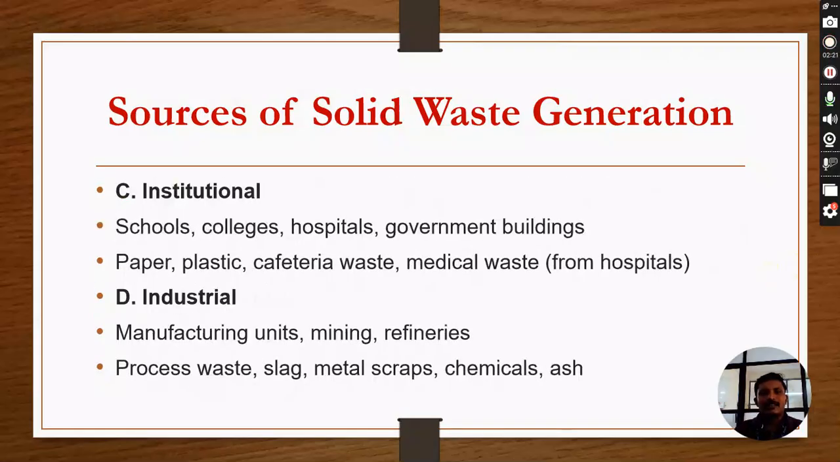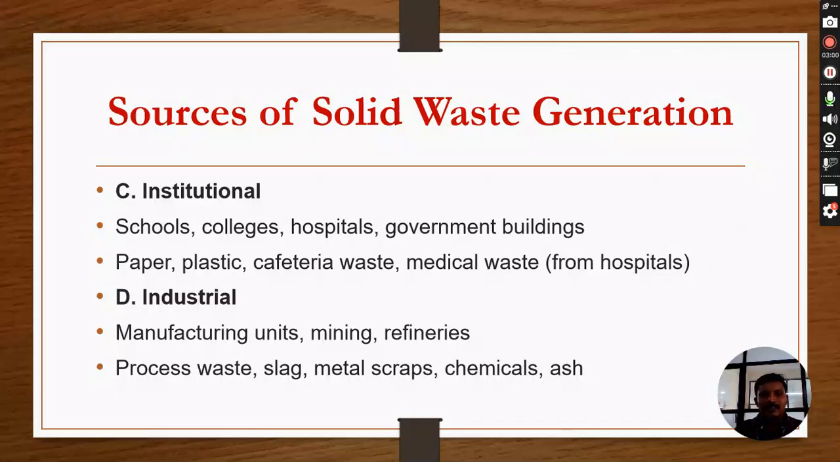And institutional areas like schools, colleges, hospitals and government buildings mainly produce paper, plastic, cafeteria waste and medical waste. Institutes like pharmacy institutions or medical institutes mainly produce medical waste in high percentage, and normal institutes like schools and colleges generate only a small amount of medical waste compared to hospitals and medical institutes.